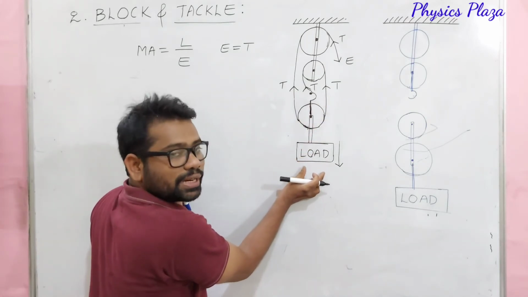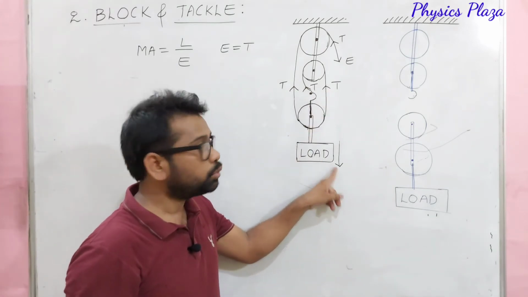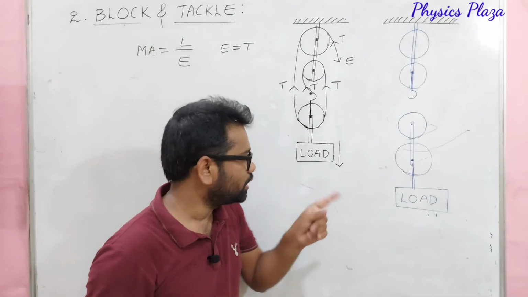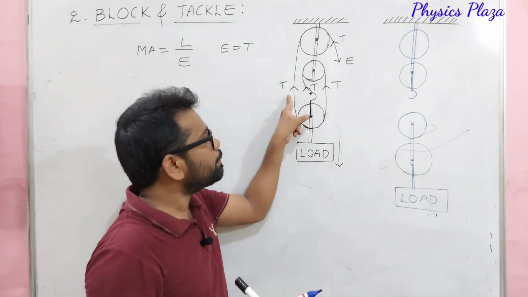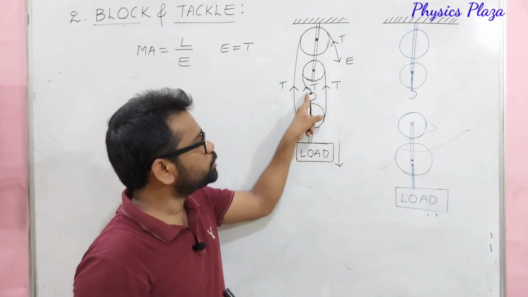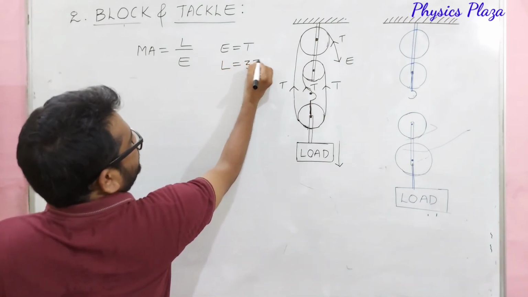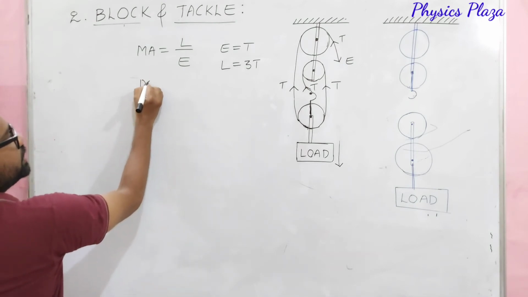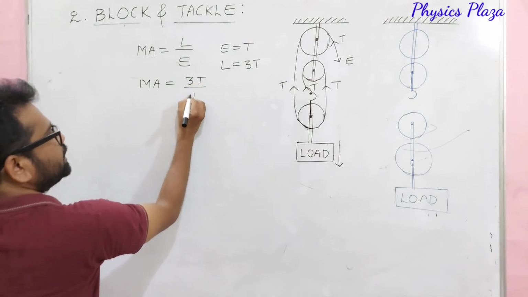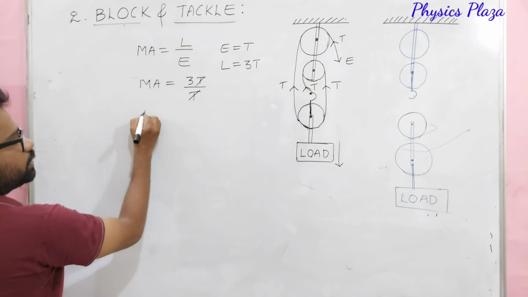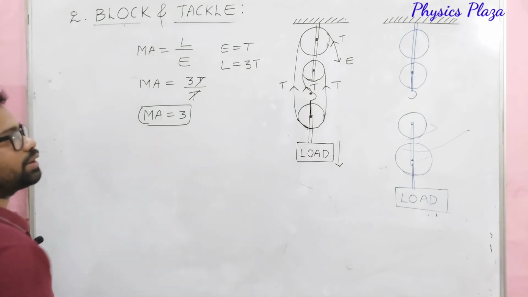So here one load is acting downward, children. So how many segments are there? 1, 2, 3. So here load is equal to 3T. I repeat once: this load is balanced by the tensions developed in these segments. Here how many segments are there? 1, 2, 3. So 3 T's. Therefore, load is equal to 3T. So here mechanical advantage is equal to how much, children? Mechanical advantage is equal to 3T by T. T gets cancelled. So mechanical advantage is equal to 3. This is how we can calculate the mechanical advantage.